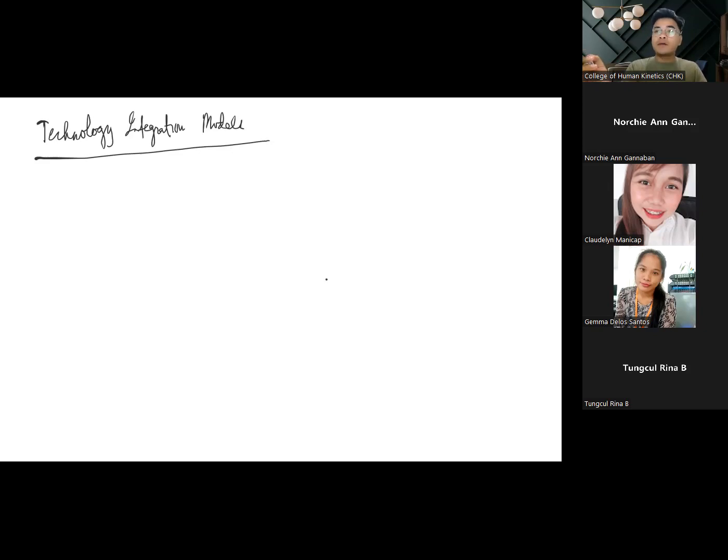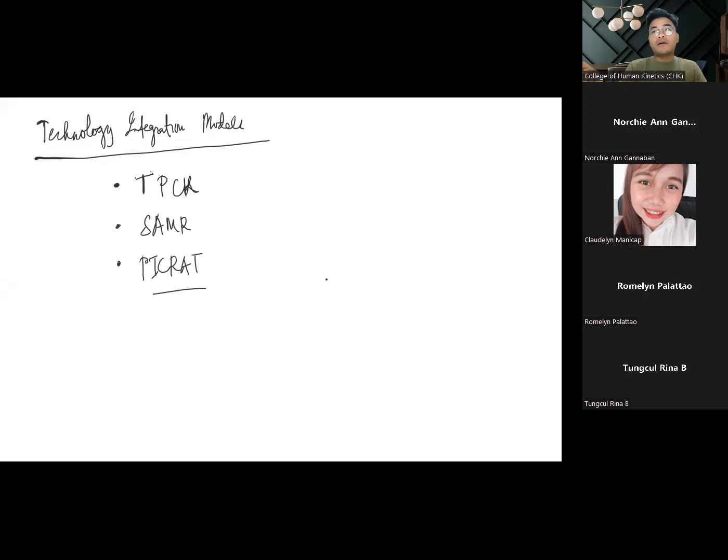But anyway, so there will be 3 points of discussion today, and all of those discussions will be pointing out to technology integration models. The first model we will be studying is the TPAC model, okay, TPCK model, or the TPAC model. The second model we will be studying is the SUM-R model, and the last one is the PICRAT model. So all of these are actually abbreviations of the different technology integration models.